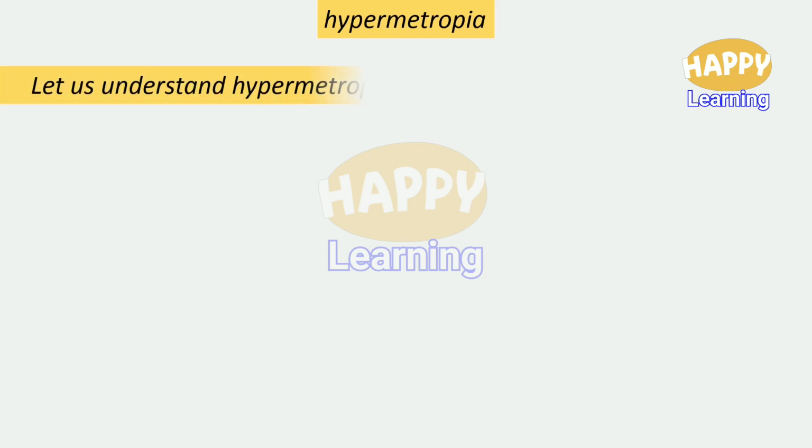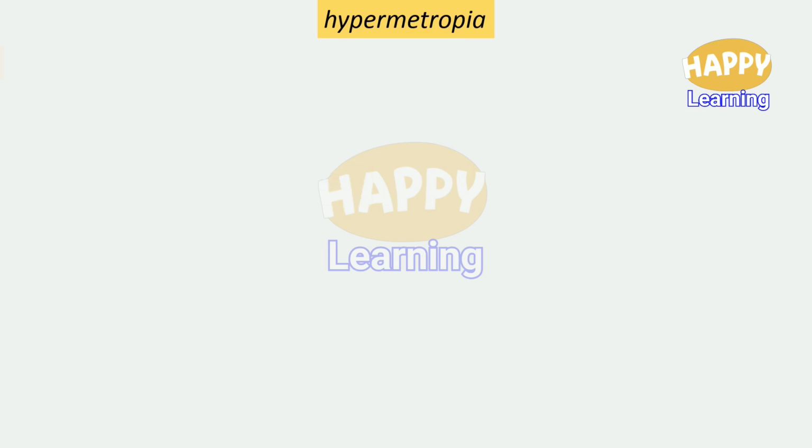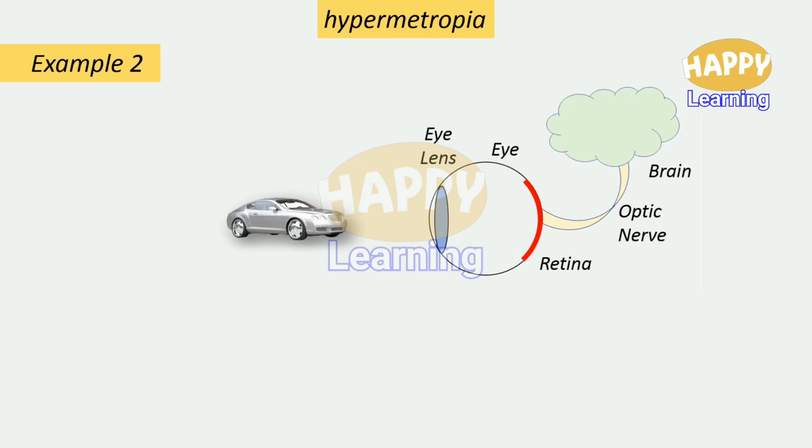Now, let us understand hypermetropia. Let us examine a ray diagram. Example 2. This is an eye. There is an object close to the eye. The rays coming from the object are converged behind the retina. The image is formed behind the retina and the image read by the brain is blurred. You can see in the picture.